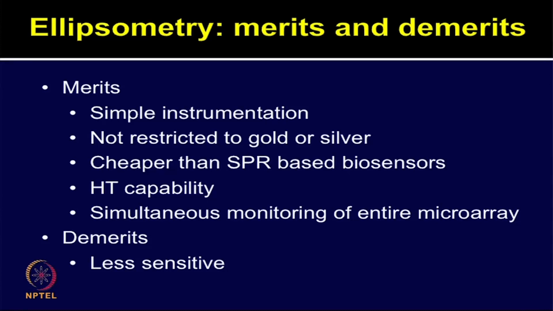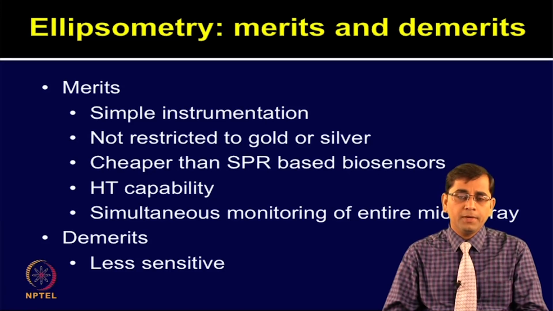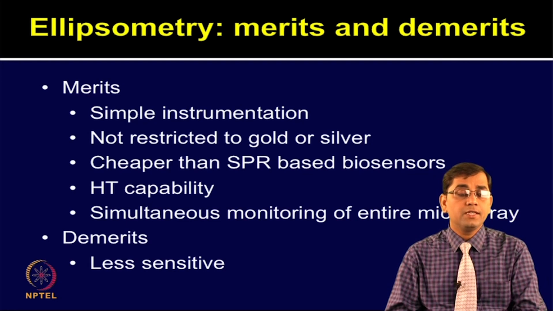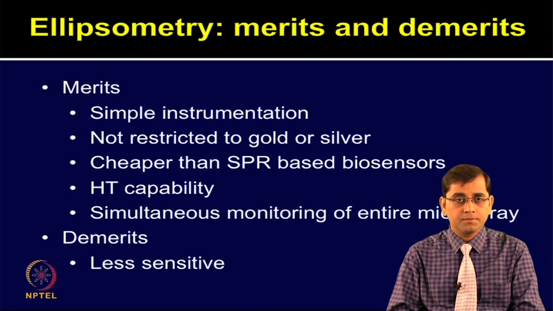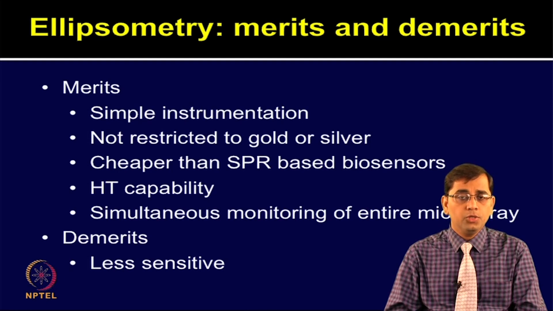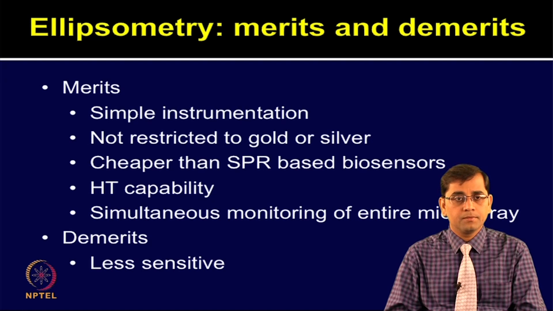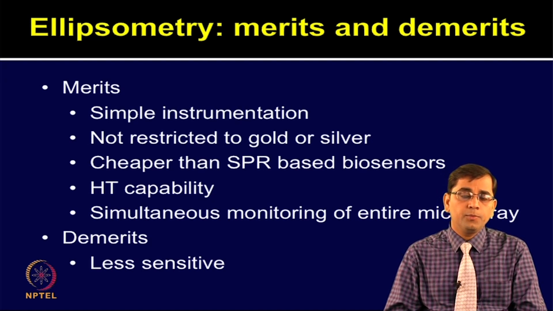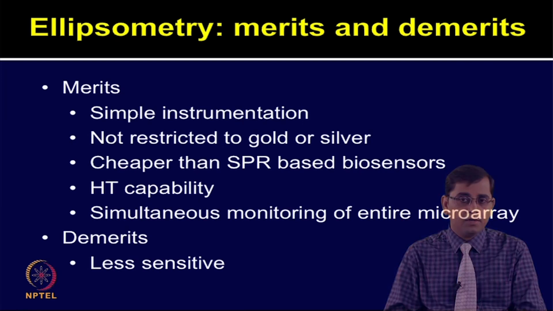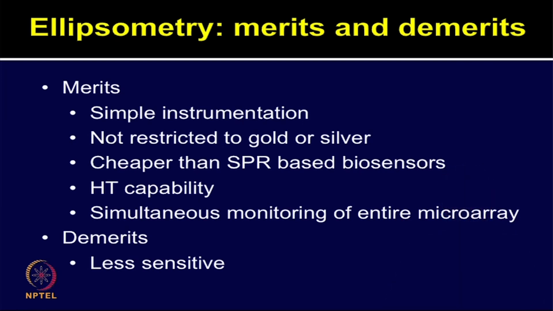Ellipsometry based approaches have many merits. The instrumentation is very simple, which is unlike the SPR based instrumentation. It is not restricted to gold or silver surface. It is more economical than previously discussed SPR based techniques. It provides high throughput capability with simultaneous measurement of an entire microarray. The demerit of the approach is its sensitivity. It is less sensitive than SPR or SPR imaging based techniques.